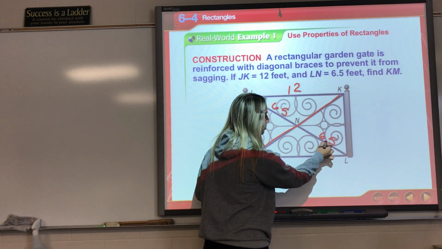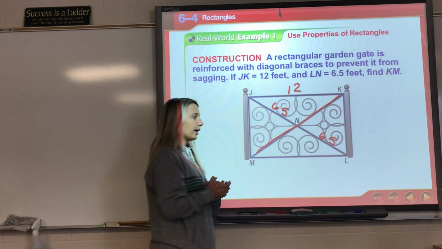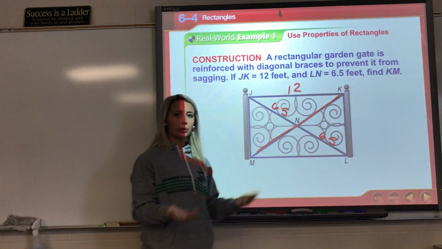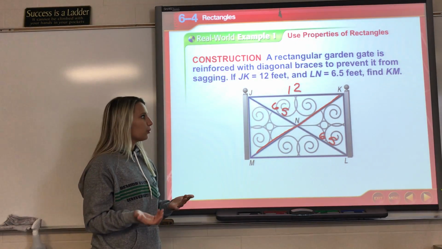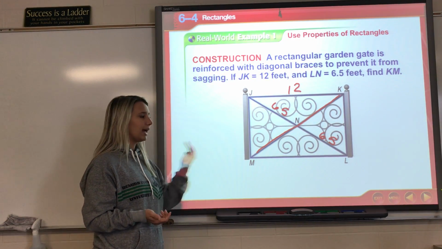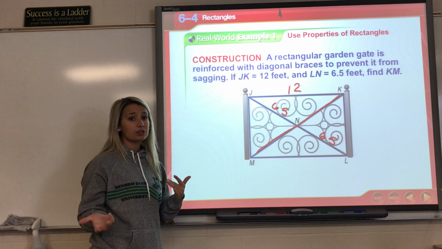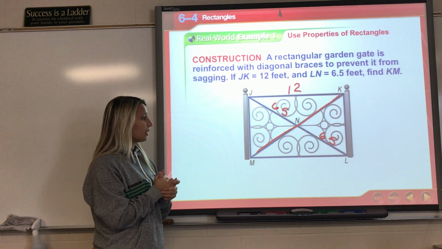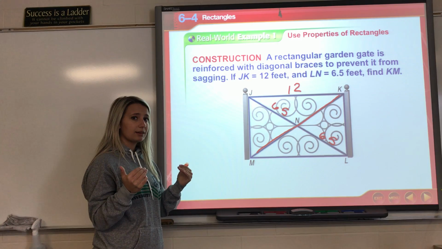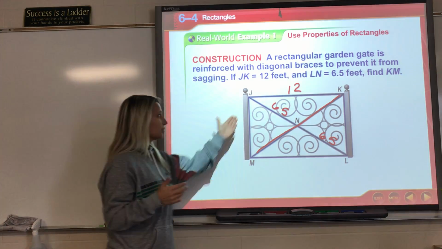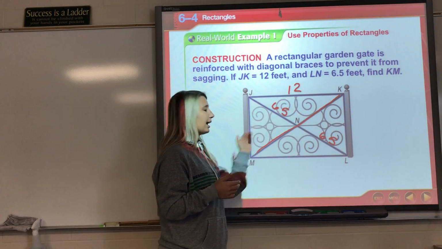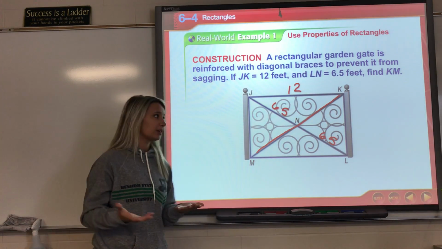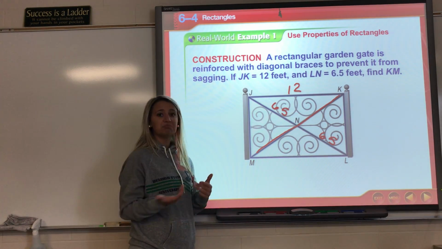If we know that JN is 6.5, we could also say that NL is 6.5. There's supposed to be a point in there. Now if we add those two together to find out what JL is, we're going to get 13. But we're not looking for JL, we're looking for KM. We were just told that if a parallelogram is a rectangle, then it has congruent diagonals. So if JL and KM are diagonals, and one of them is 13, they'll both be 13. So we find that KM is 13.